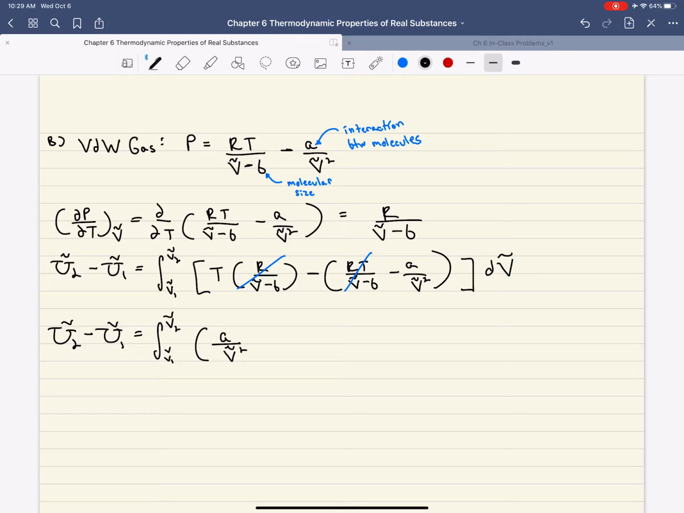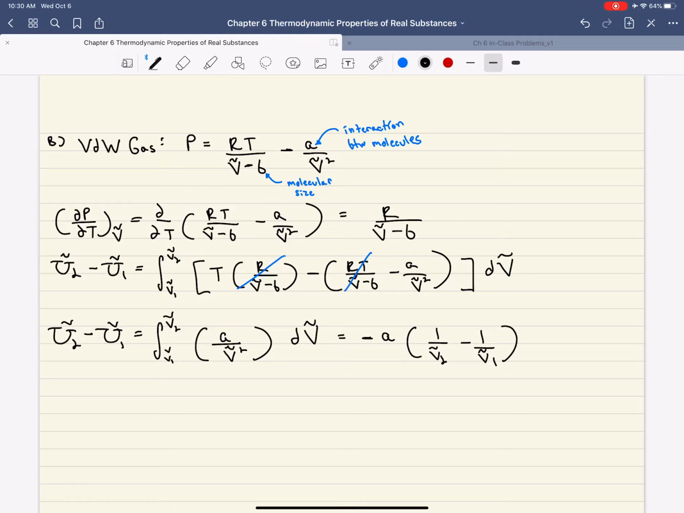That the difference between U2 and U1 is just going to be equal to the integral of the attraction parameter over molar volume squared. Okay? All right, so let's integrate that out. So when we integrate, we're going to get negative A. We could factor that out. It'll just be 1 over V2 minus 1 over V1.